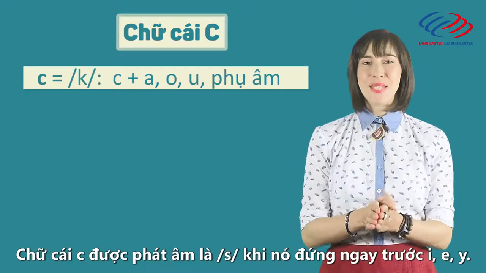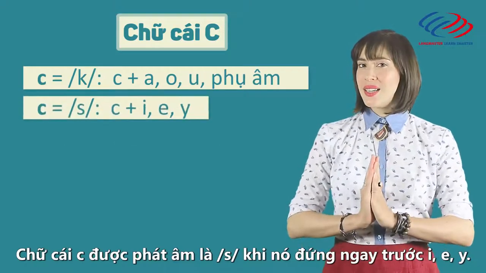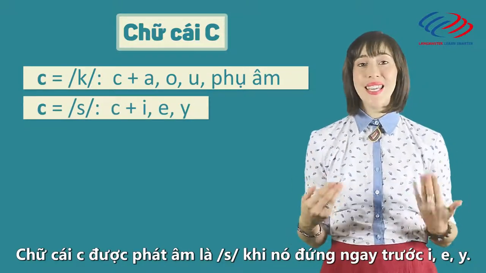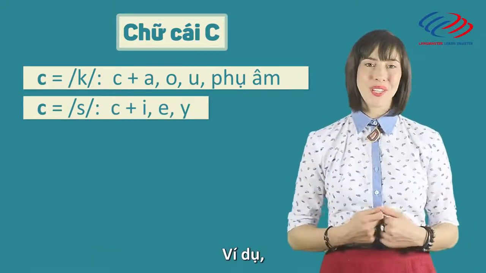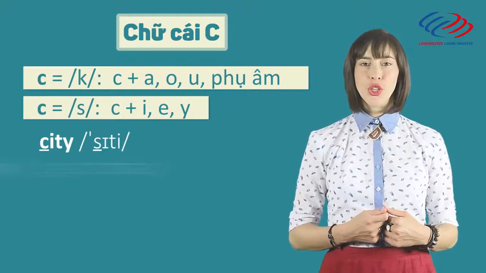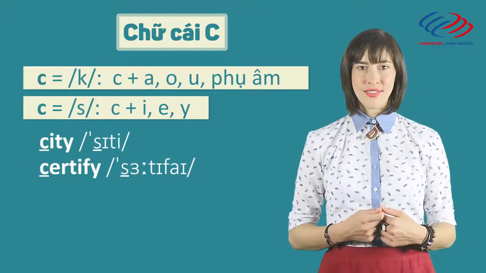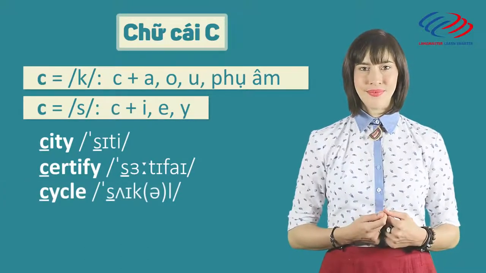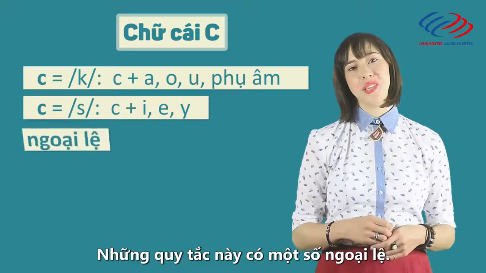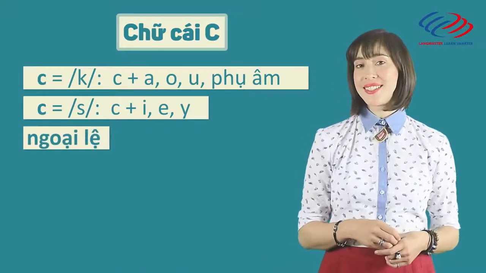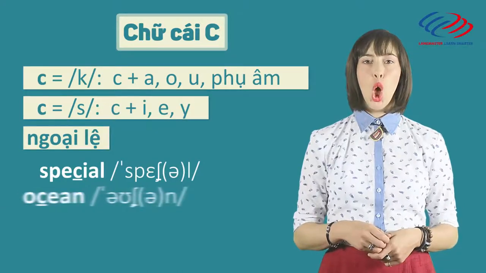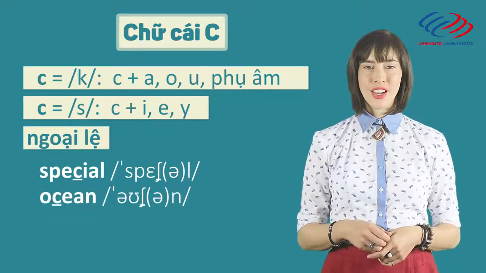The letter C is pronounced as S when it comes directly before I, E, or Y. For example, city, certify, cycle. Now, there are some exceptions to these rules, such as special, ocean, soccer.